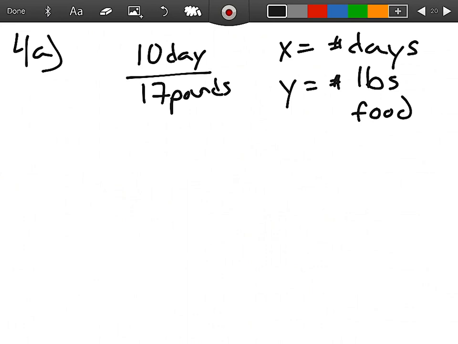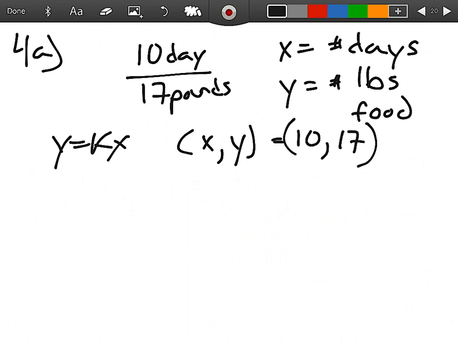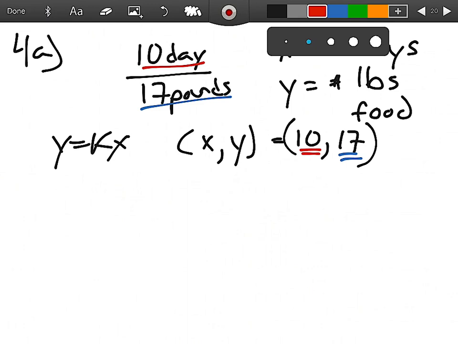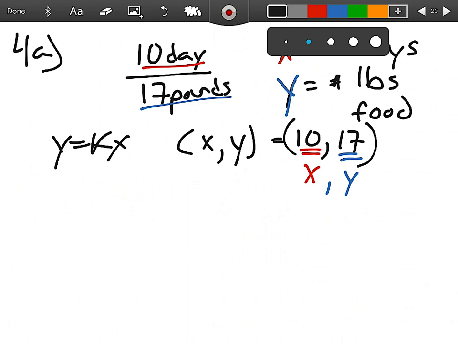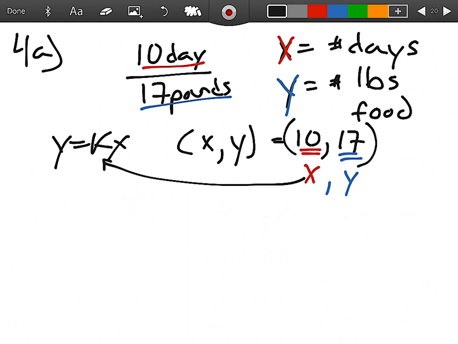So y is equal to kx is our variation because they said it was a direct variation, varies directly with the number of days. So my xy point is 10 and 17 because it was 10 days and 17 pounds of food. And again, my x is number of days, and my y is your pounds of food. So then I plug these numbers into this equation.